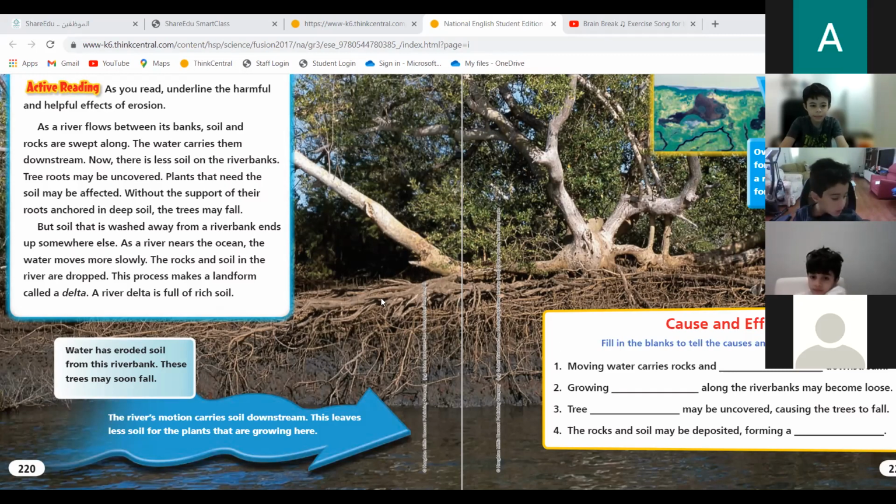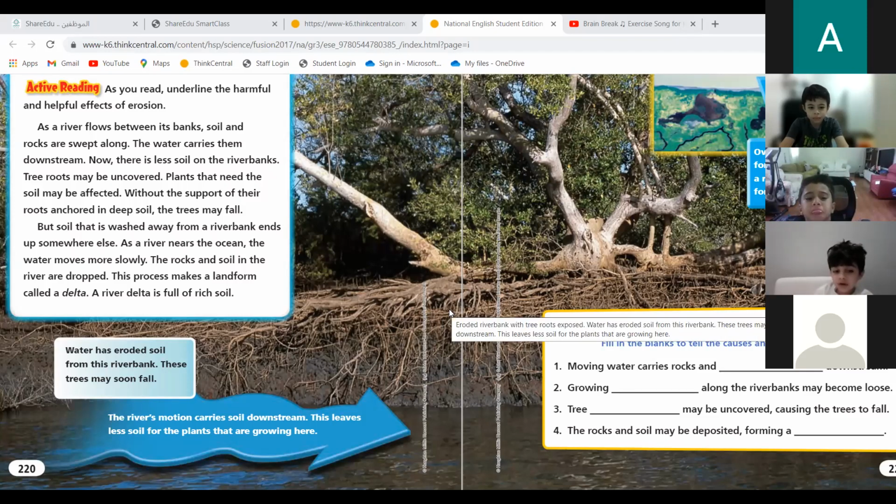It's moved away from here. And what happened? The roots came out. Can you see the roots came out? Yes. Did it come out from the weathering? No, only erosion, because erosion is moving away the soil. Erosion, water moved the soil away. When erosion moved the soil away, ya Ahmed, what happened? The roots came out. When the roots came out, what do you think will happen to this tree?